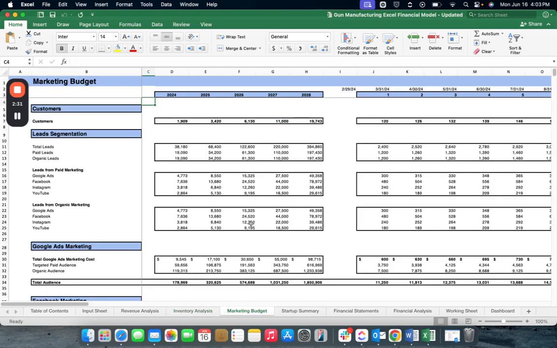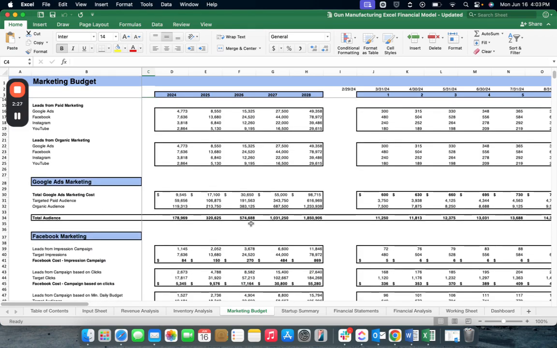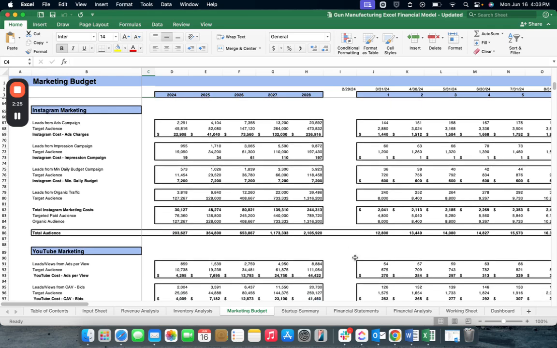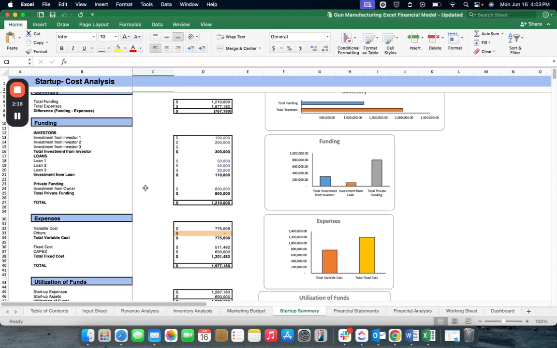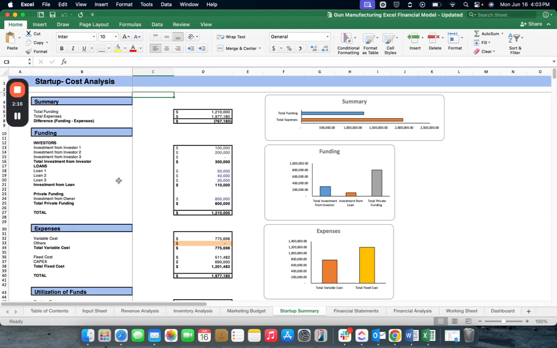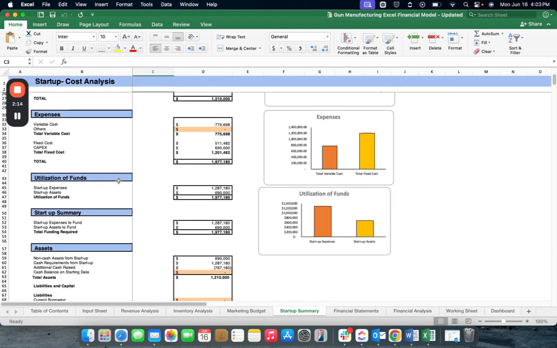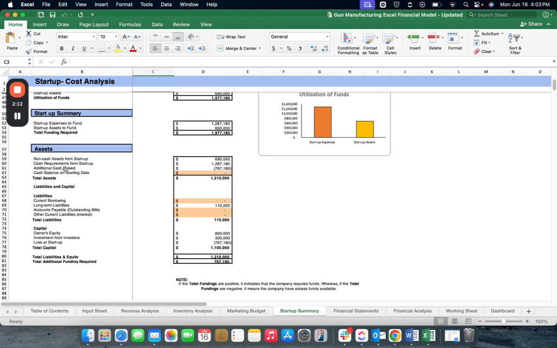Then we have the marketing budget, like customers, their lead segmentation, their Google Ads marketing, and all other social media platform marketing. Then we have the startup summary. This sheet is basically for investor purposes. We have the detailed summary for the fundings, expenses, utilization of funds, startup summary, and all asset totals.